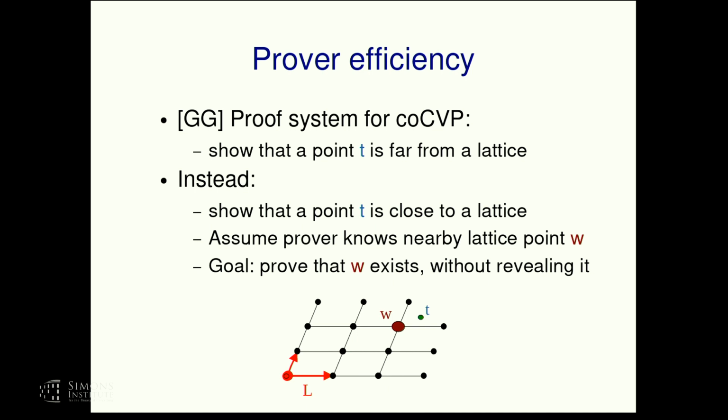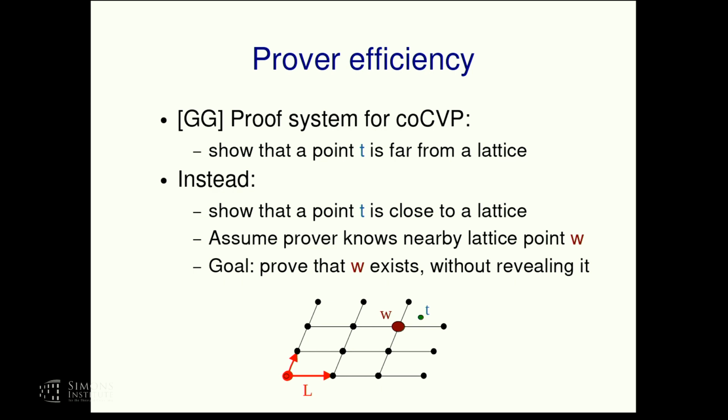The GG proof system didn't have efficient provers, and most likely there is no way to make the prover efficient. So in order to get prover efficiency, you need to come up with a different proof system, perhaps for not exactly the same problem. So what you can do is the following. Instead of proving that T is far away from the lattice, let's say you want to prove that T is close to the lattice. Now that the statement is the opposite, you may assume that the prover knows the lattice point close to T.